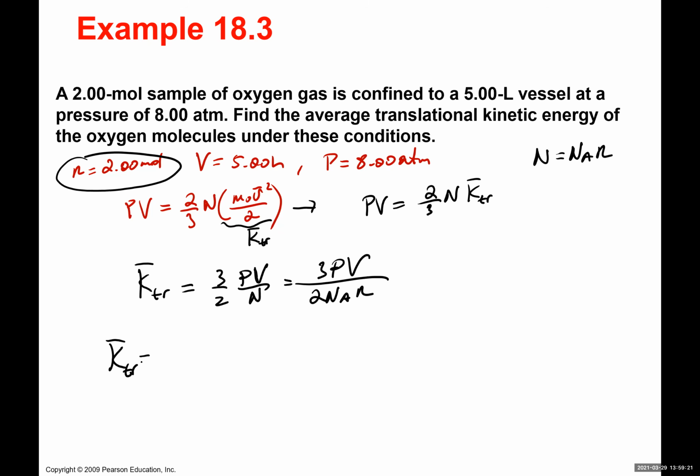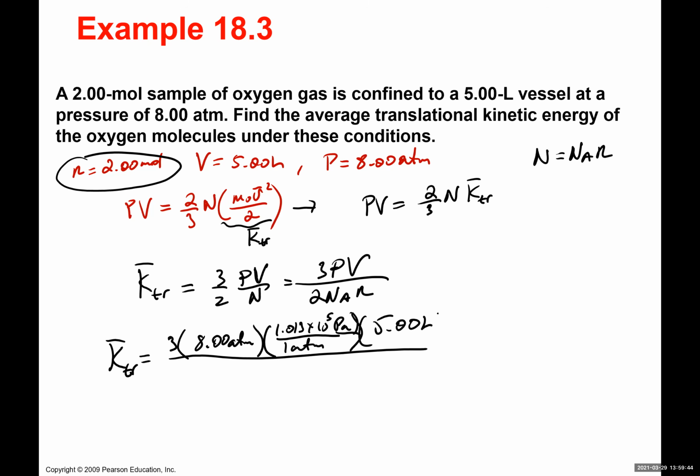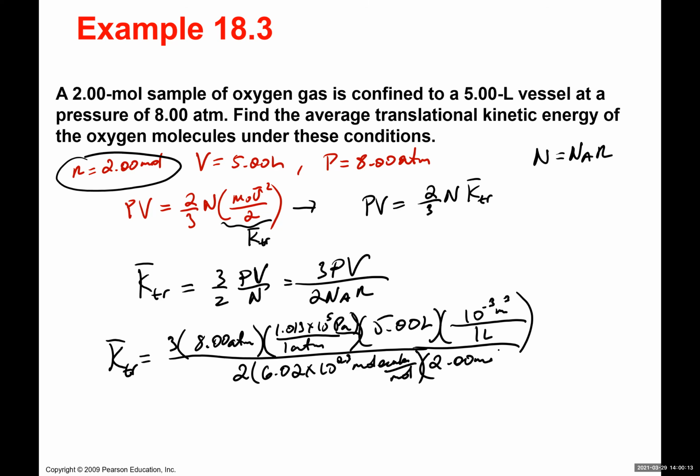That means translational kinetic energy equals 3 times the pressure, which is 8 atm, but I need to convert it into Pascal, where 1 atm is 1.013 times 10 to the 5 Pascal, then times the volume, which is 5.00 liters, where 1 liter is 10 to the negative 3 cubic meters, and then divided by 2 times Avogadro number, which is 6.02 times 10 to the 23 molecules per mole, and times the number of moles, which is 2 moles.